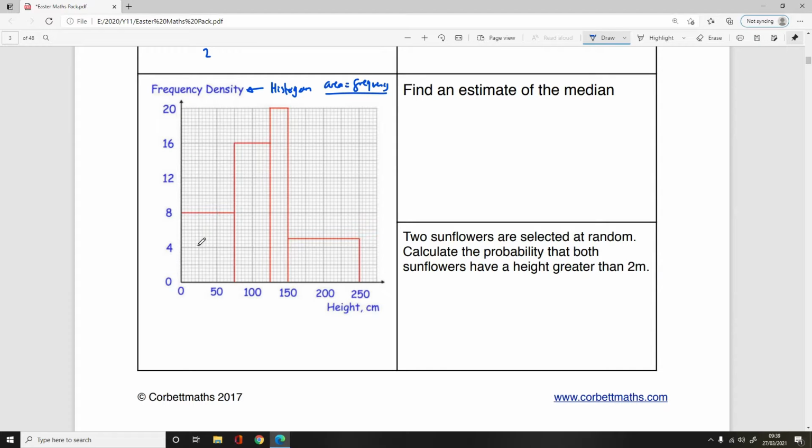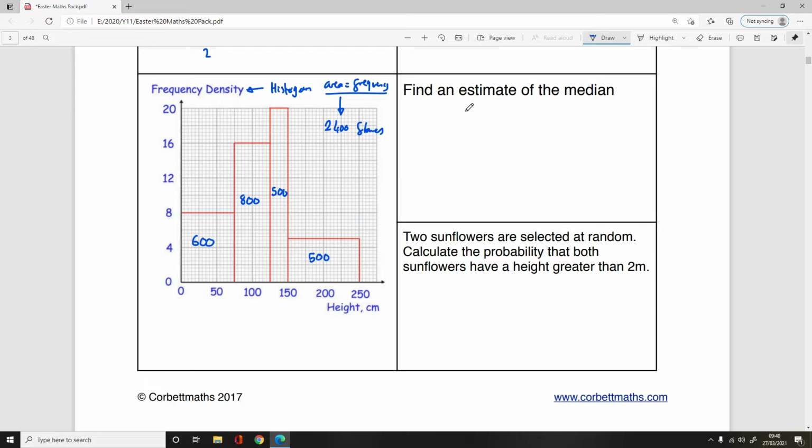The first one is 75 times 8, that's 600. The second one is 50 times 16, that's 800. Third one, 25 times 20, that's 500. Fourth one, 100 times 5, so another 500. So what we can tell from that is the total number of people, or sunflowers, or whatever it is measuring, sunflowers looks like, that this counts, and that is 2,400 flowers.